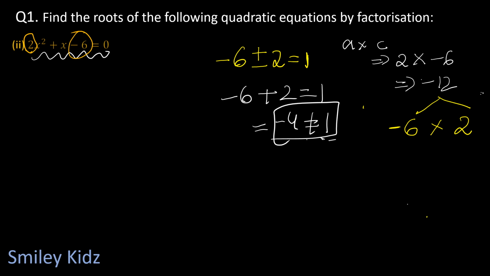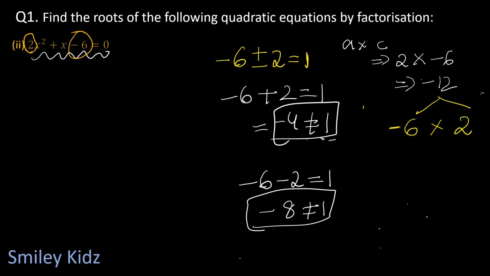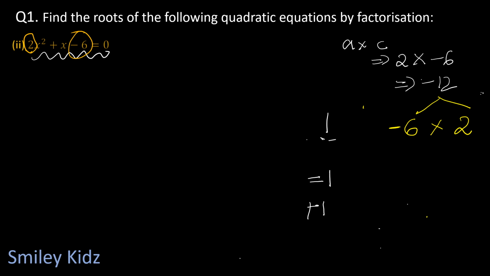Let me try it out by subtracting. Minus 6 minus 2 will leave me with minus 8, which is not at all equal to 1. So in either case, minus 6 and 2 are not giving me the right answer. Now I'm going to move on and check with the next set of factors.